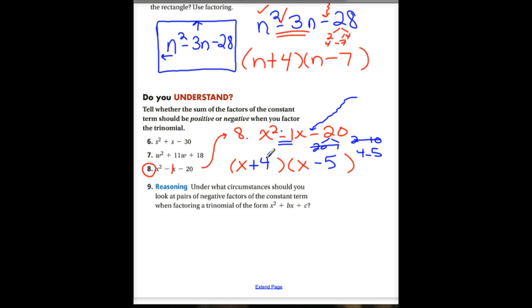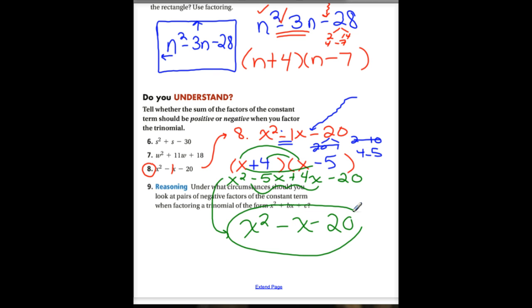And before I quit, because I know this will be the last one, I check my answers. X times x is x squared. Minus 5x on the outside. Plus 4x on the inside. And a minus 20 on the last. And when I combine those middle terms right there, I end up with x squared minus 1x minus 20, which is exactly what the original problem was.